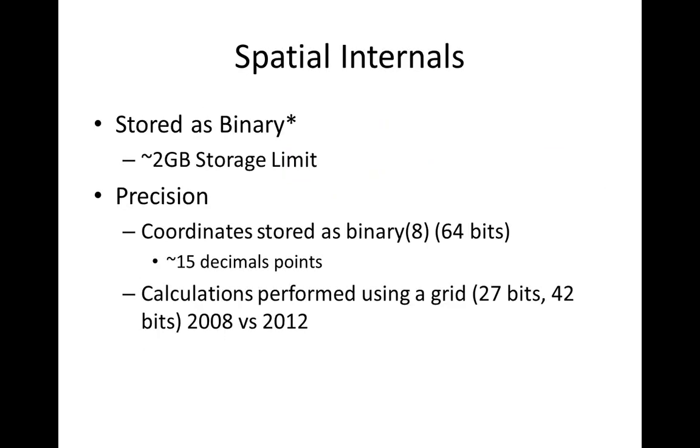And then just some internals about the spatial data types. They're stored as binary, so there's about a 2 gig storage limit. And then the precision, it stores it out to about 15 decimal points of precision. So some of the methods will take more than 15 decimal points of precision, but anything beyond that usually gets truncated. And then when you do spatial calculations internally, SQL Server uses a grid, and it snaps those points to a grid. In 2008, it was a 27-bit grid, and in 2012, it was a 42-bit grid. So you get a lot more accurate precision moving to 2012.